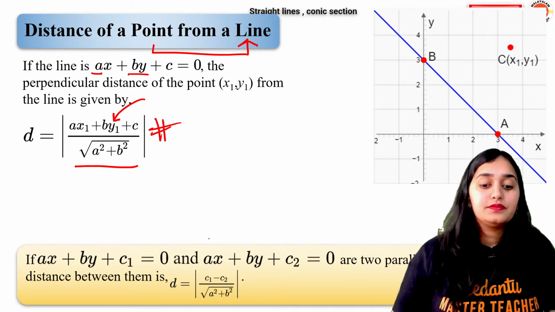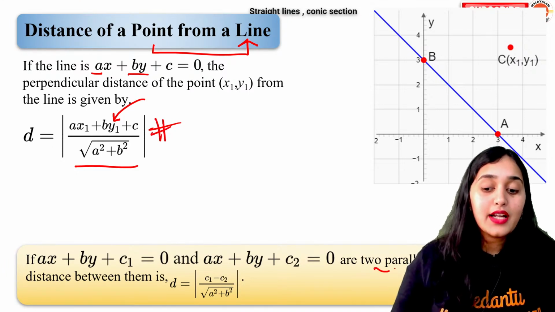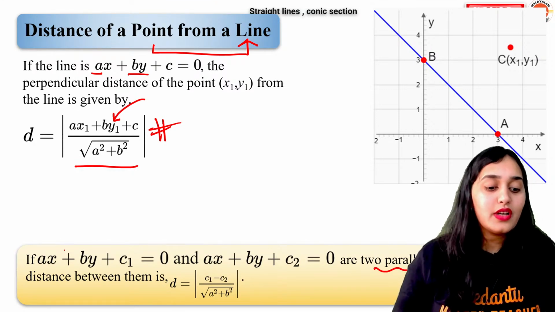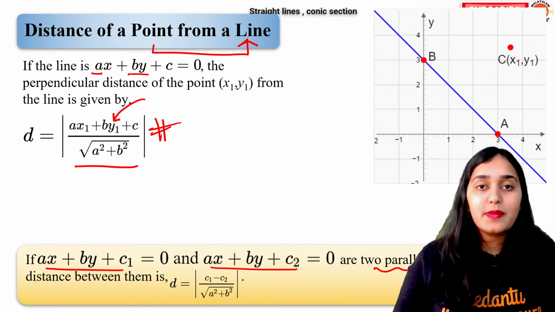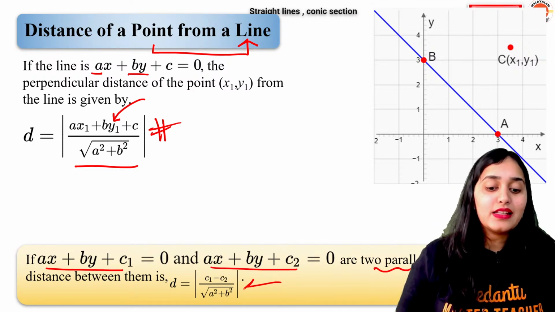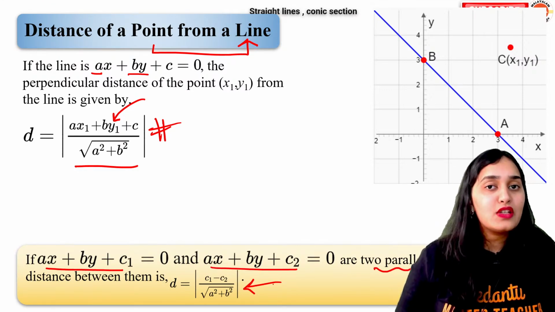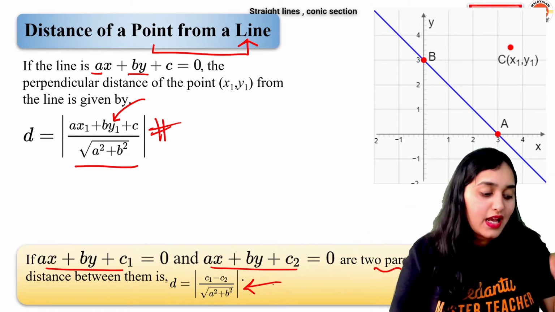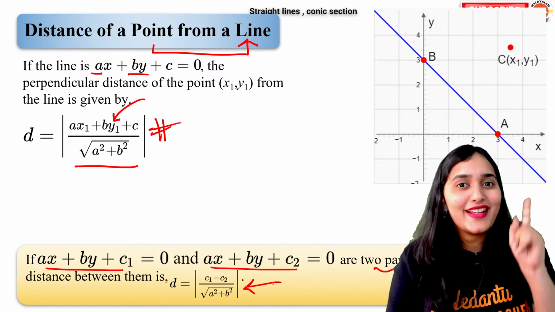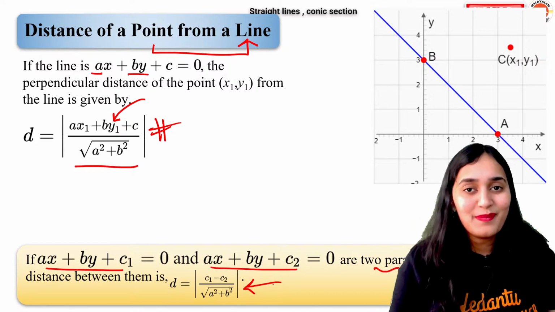Okay. Now, remember, if there are two parallel lines, the equations of the parallel lines will be ax plus by plus c1 and ax plus by plus c2. So, the distance between them will be c1 minus c2 upon root over a square plus b square. Mod value, of course, because distance is never negative. Distance is always positive. Remember?